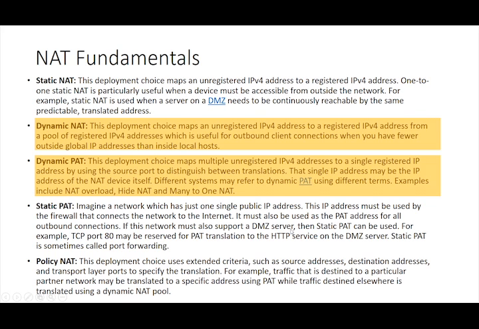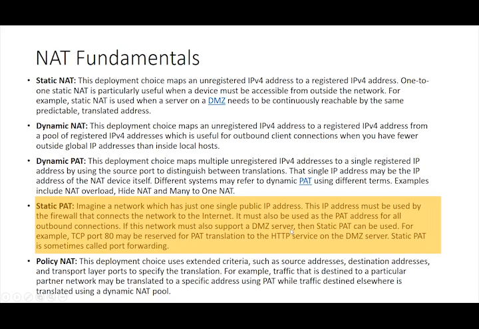When describing static PAT, it is best to imagine a network that has one single public IP address. This IP address must be used by the firewall that connects the network to the internet and must also be used as a PAT address for all outbound connections. If this network must also support a DMZ server, then static PAT can be used. For example, TCP port 680 may be reserved for PAT translation to the HTTP service on the DMZ server. Static PAT is sometimes called port forwarding.